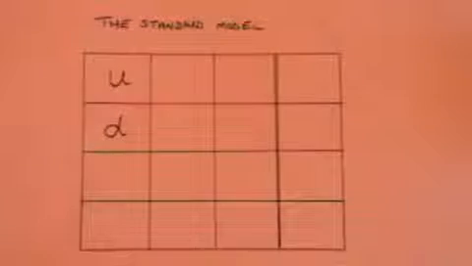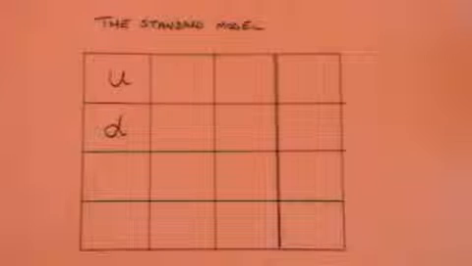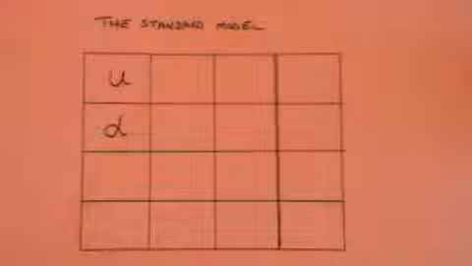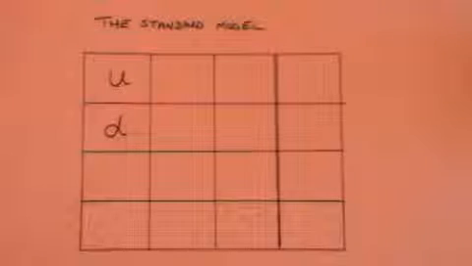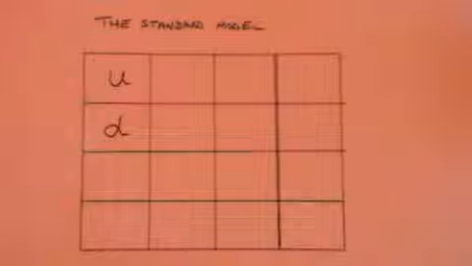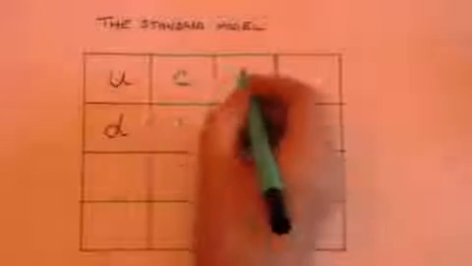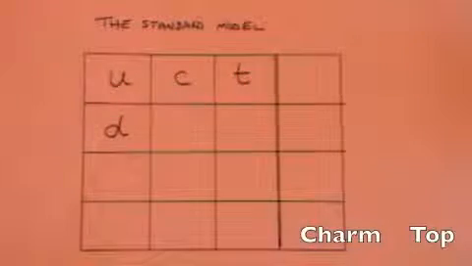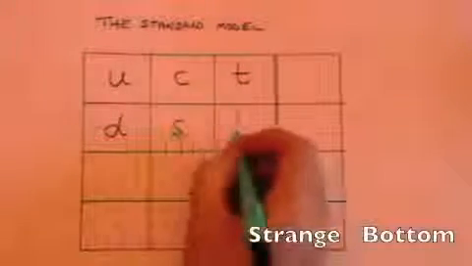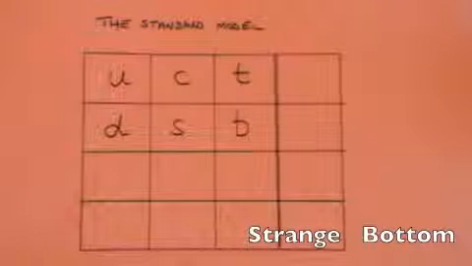The first two rows are dedicated to the quarks. The up quark and the down quark fit into the table like this. These are the quarks which are the basic constituents of protons and neutrons. But there are two other quarks which are heavier than the up quark. These are the charm and top quarks. There are two other quarks which are heavier than the down quark, the strange quark and the bottom quark.